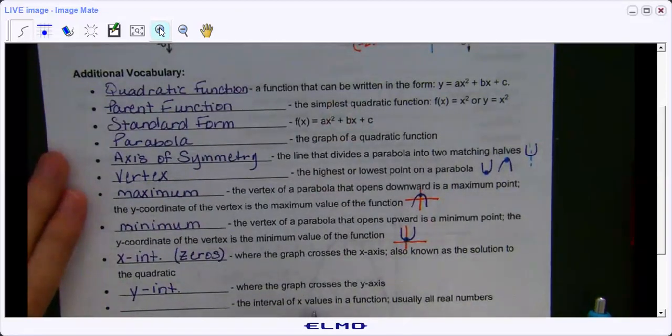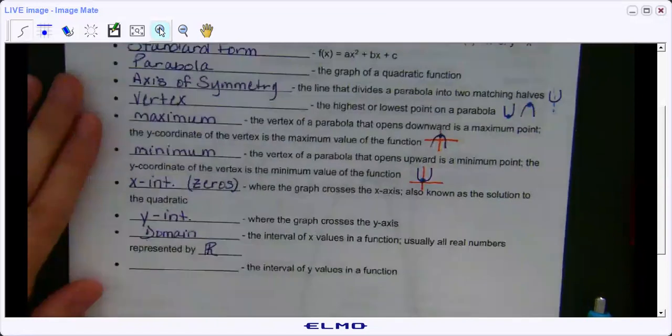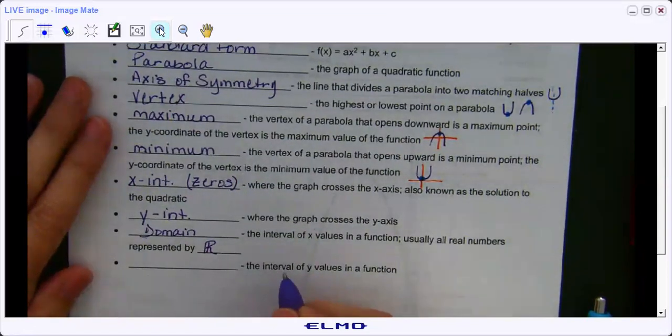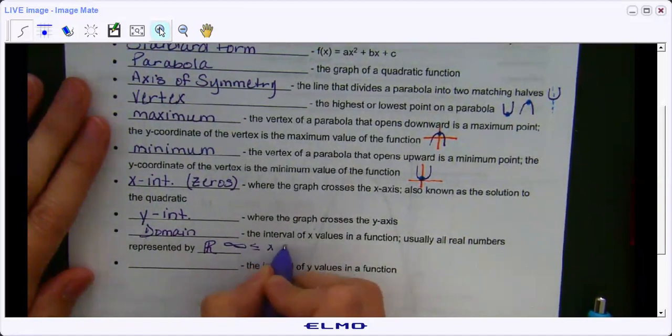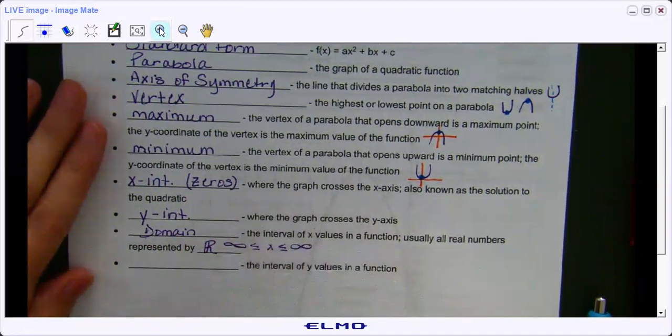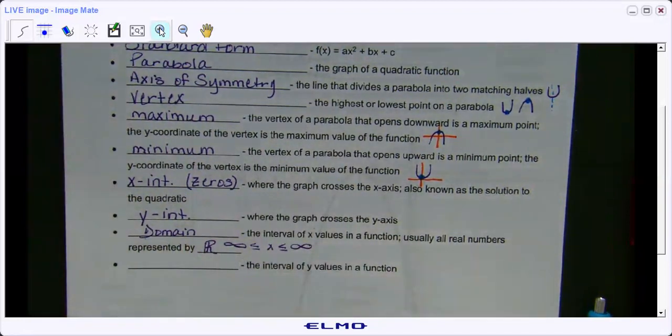The interval of x values in a function is called your domain. Sometimes we represent it by an R that looks kind of like this. You may have seen it also, or we have written it like this, right? Where there's an infinite number of solutions. So the types of parabolas that we are going to be working on, your domain will always have an infinite number of solutions, because it will touch every x value on your coordinate grid.